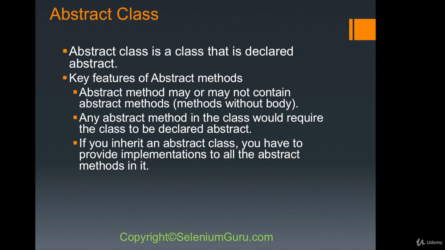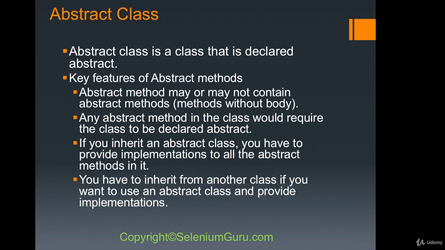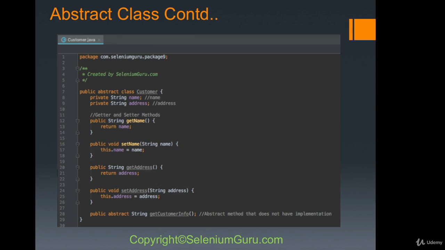The child class can inherit the abstract class, and in the child class, you can provide the implementation of the abstract methods. You have to inherit from the class if you want to use an abstract class and provide implementation. Like I said, you cannot create an object from the abstract class. What you can do is have the child class inherit the abstract class, and your child class can have the implementation details for the abstract method. For instance, let's take an example here.